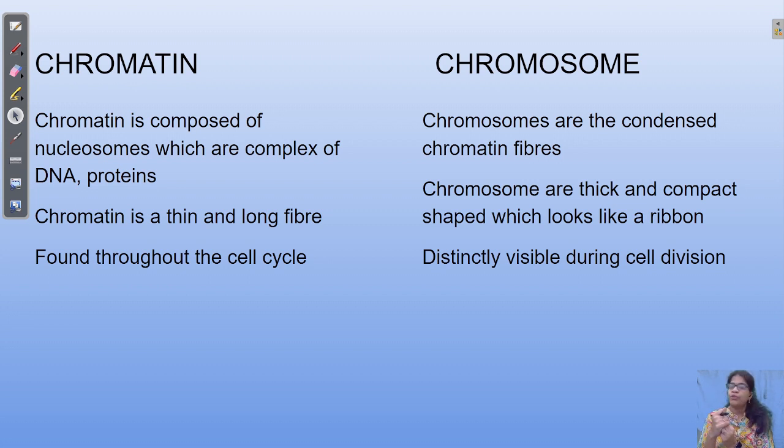Chromatin is found throughout the cell cycle, but chromosomes you can easily see in the metaphase, where all the chromosomes are placed in the middle of the cell during cell division, pulled by your spindle fibers toward the opposite poles. All the chromosomes are made to stand in a linear position, in the center, right? I will discuss this in the next class. As of now, please remember that chromatin and chromosomes have some differences.